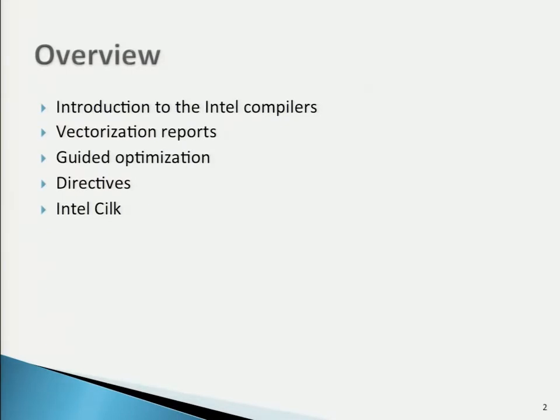Then we'll look at guided optimization, which is another compiler tool that can be very useful for finding more complicated dependencies and problems in your loops that stop the compiler from vectorizing. Then we'll look at some directives you can add to your code. I think Neil later on will also be talking about some directives that are more generic. And then I'll also talk about Intel Cilk.